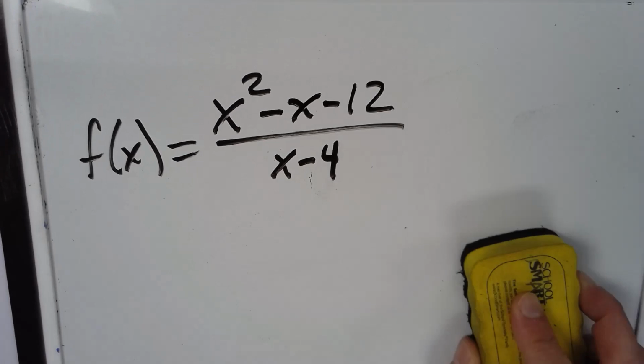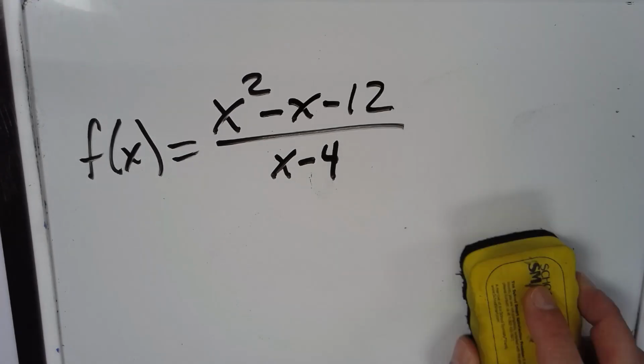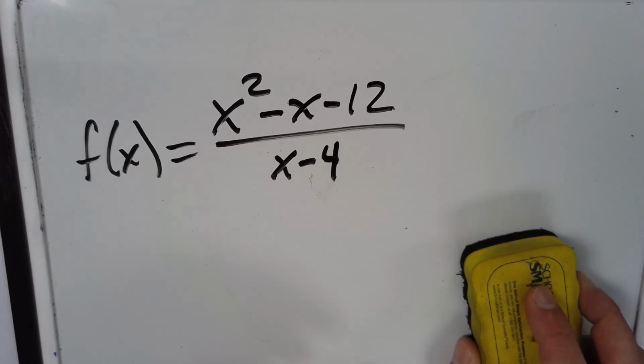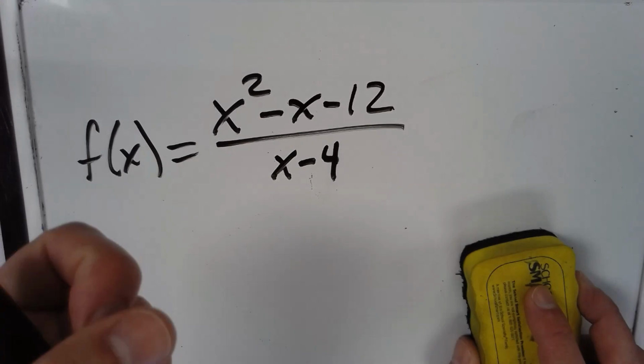Okay, so again, the important thing is, if it cancels, it's a hole. If it doesn't cancel, then it's a vertical asymptote. Is that okay with everybody?